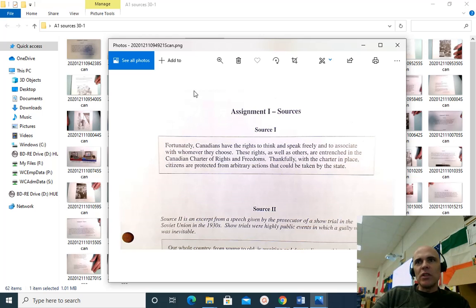Governments don't need to control the people, although in the Canadian Charter of Rights and Freedoms, in the preamble, it says we can be reasonably limited, right? But it can't be arbitrary actions taken by the state.